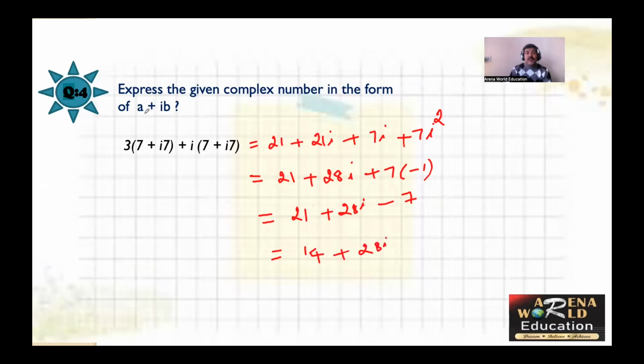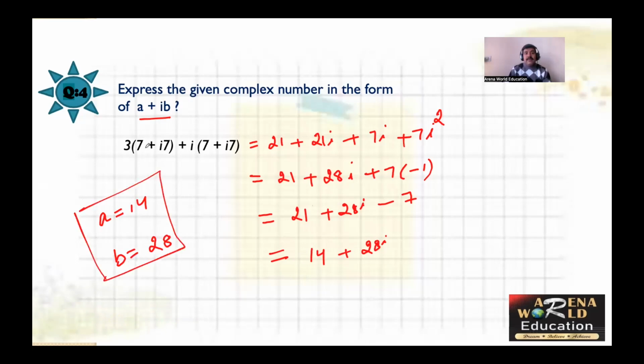And this is the required standard form, a plus iota b. And if you want to find the value, a will be 14 and b will be equal to 28, right? So in this way, we can write the given complex number in standard form. Let us move to question number 5.